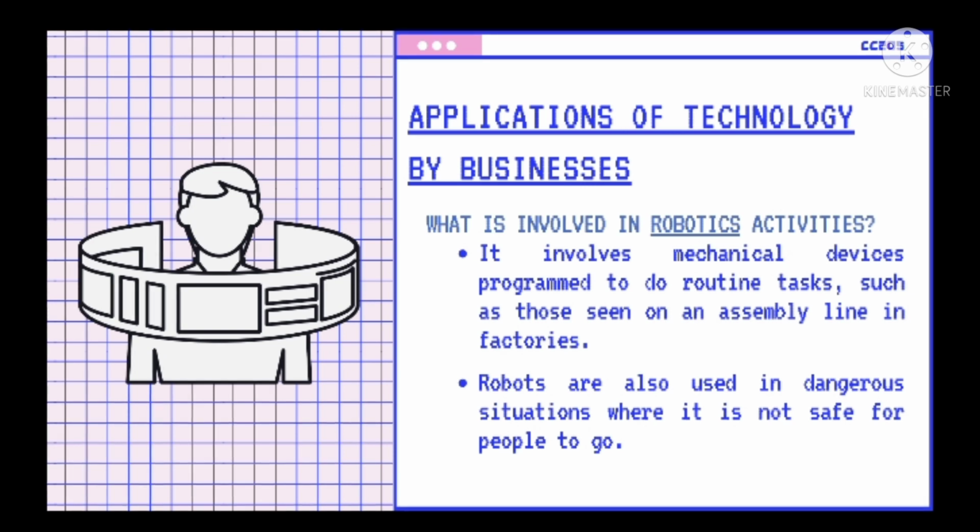Applications of technology by businesses. What is involved in robotics activities? It involves mechanical devices programmed to do routine tasks such as those seen on an assembly line in factories. Robots are also used in danger situations where it is not safe for people to go.